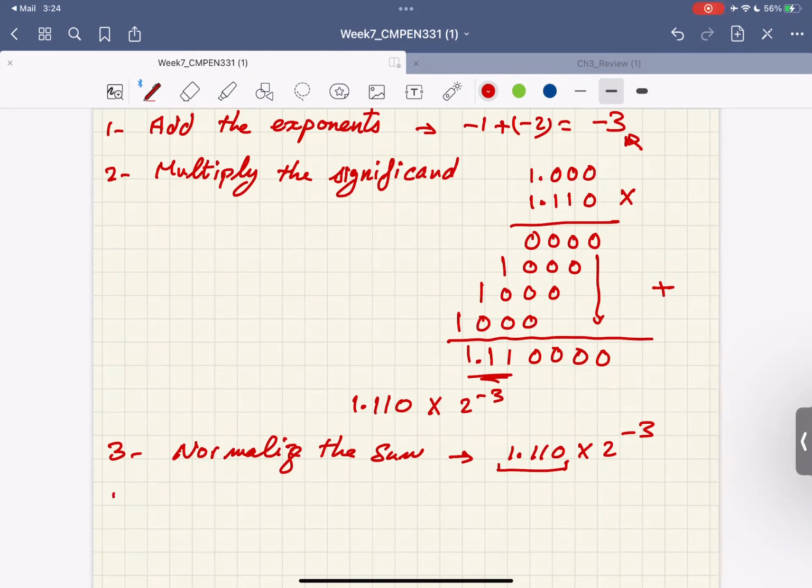If not, then we can normalize. So in all cases, round the sum. In my case, since there is no overflow or underflow, it's already 4 bits. So basically, my number will be the same.